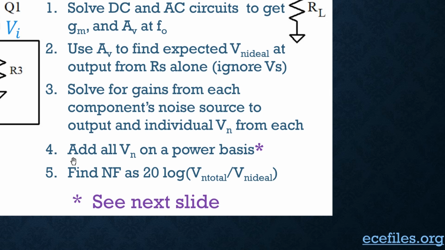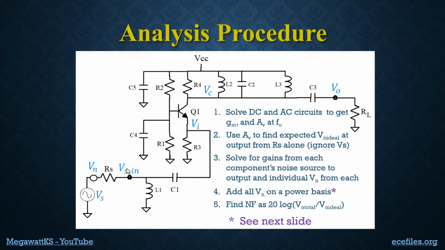And then finally, we add those all up. But you don't add them like superposition. You don't just add the voltages. You have to add them on a so-called power basis, which we'll look at in the next slide, but I want to just not skip over the last step. The last step is, now that we know the voltage from all of the noisy components, and we also know the voltage that came from the source resistance, the ideal output noise, we take the total of all of that and divide it by the ideal, take 20 log, that's 20 log because now we're in the voltage domain. We take 20 log of that, and that is our noise figure.